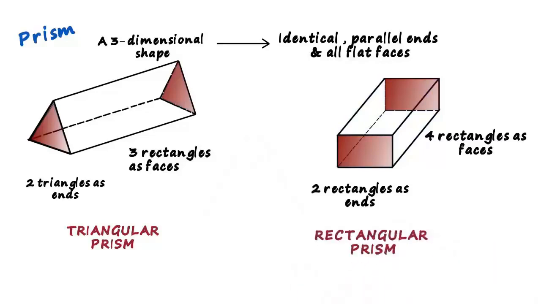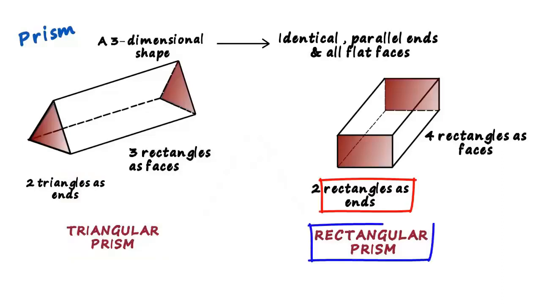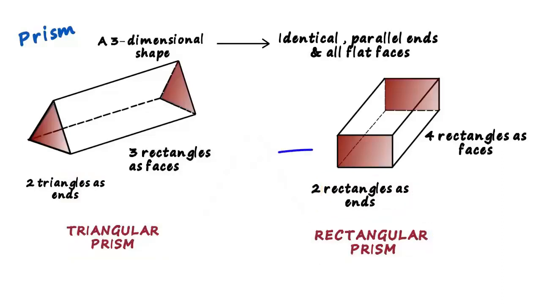So if you noticed, the prisms are defined by their ends. Triangles as its ends, triangular prism. Rectangles at its ends, rectangular prism. Look at the rectangular prism. Does this shape remind you of another three-dimensional shape? Yes, a rectangular prism is also a cuboid. Now let's look at a few figures and understand if they are prisms or not. Remember the definition: identical parallel ends and all flat surfaces.